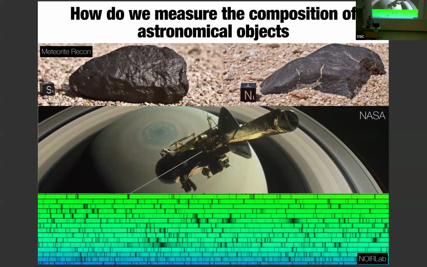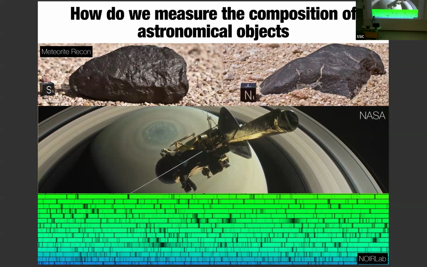Alternatively, you could send a spacecraft to something like Saturn or Jupiter and understand the magnetospheres, the atmospheres, the rings, or land on the surface of solid bodies to understand something about their composition or properties. And the third way could be to use spectroscopy, which is using the light either transmitted through the object, emitted from the object, or reflected by the object to understand something about its composition or properties.